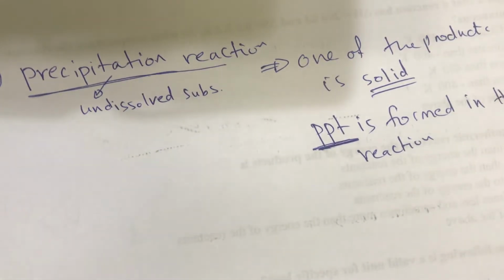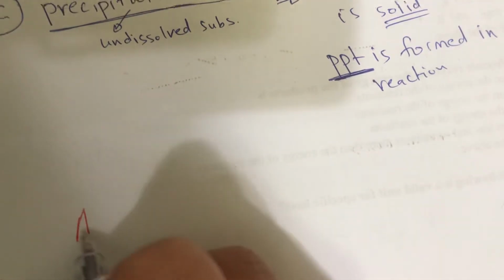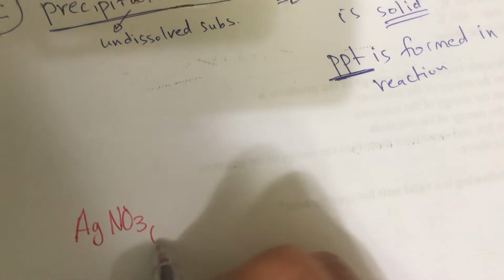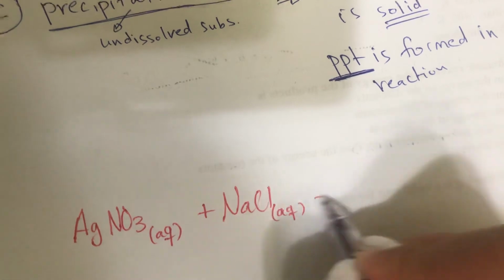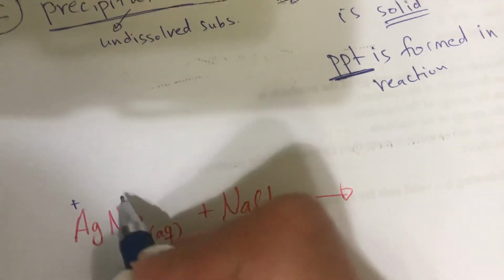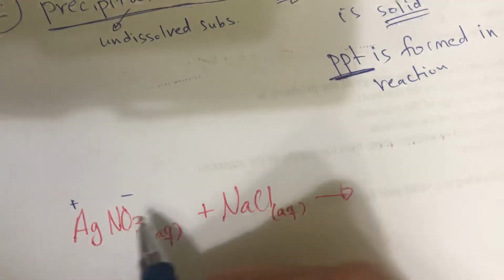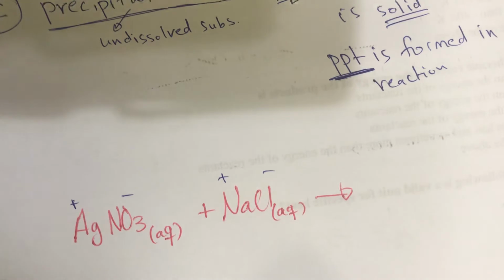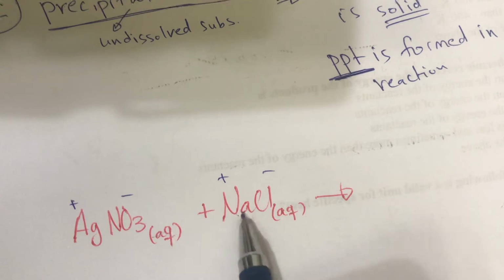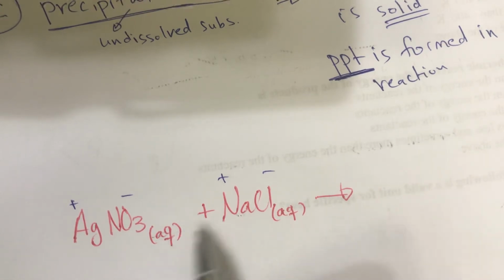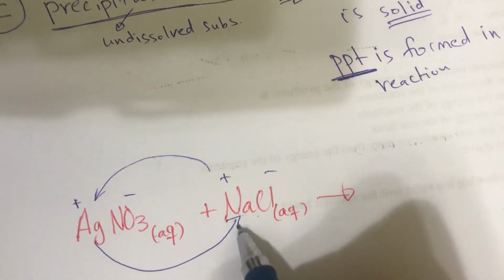So for example, if you have silver nitrate and sodium chloride. Silver is a metal, nitrate is a polyatomic ion that carries a negative charge, and here sodium positive and chlorine negative. So the same rule, it's a double displacement reaction because the reactants are two compounds. The rule is ions exchange to form two new compounds.